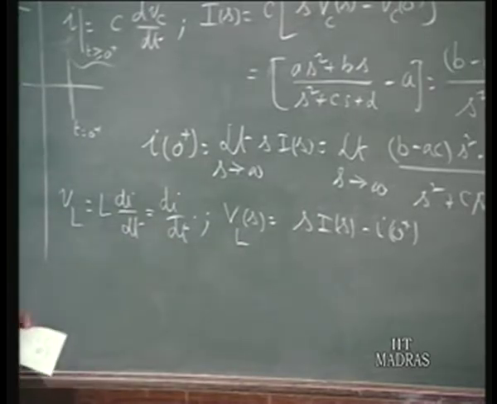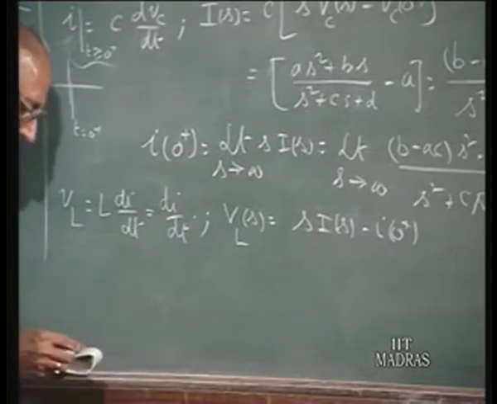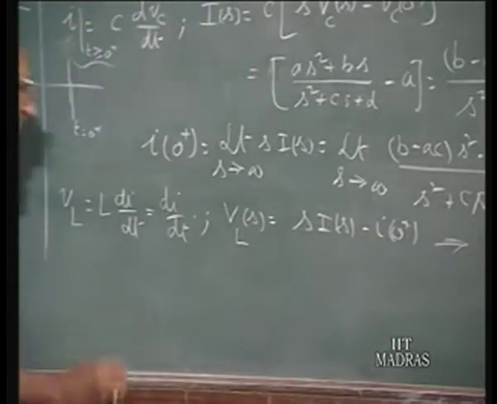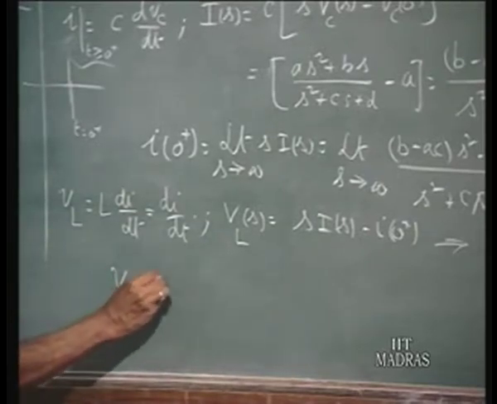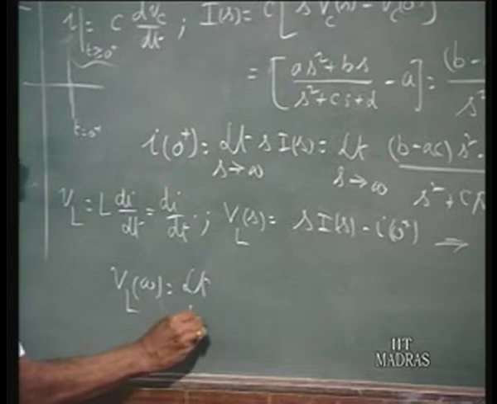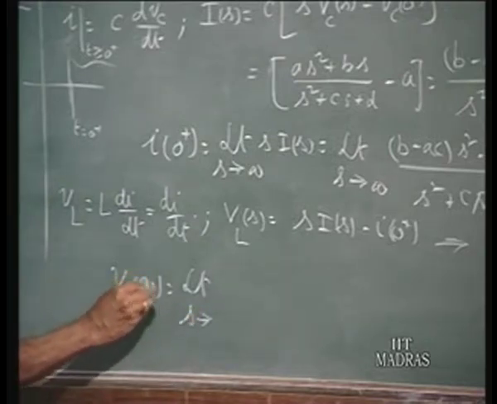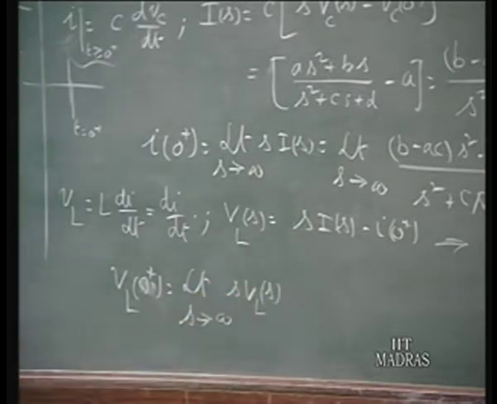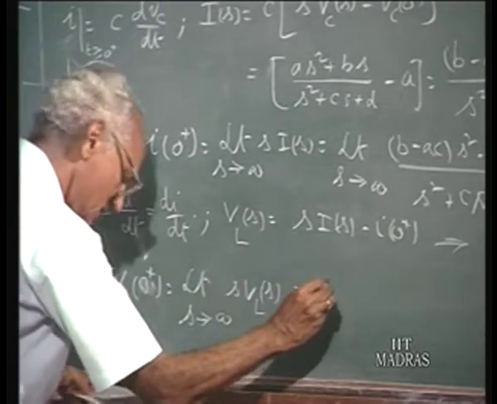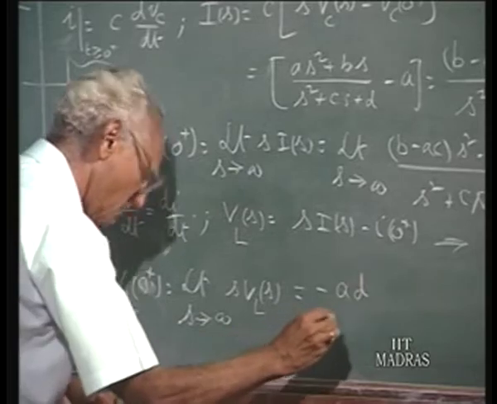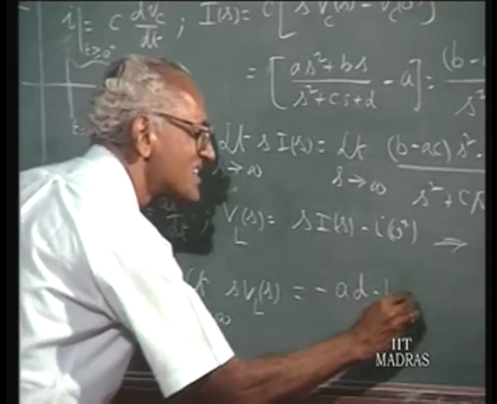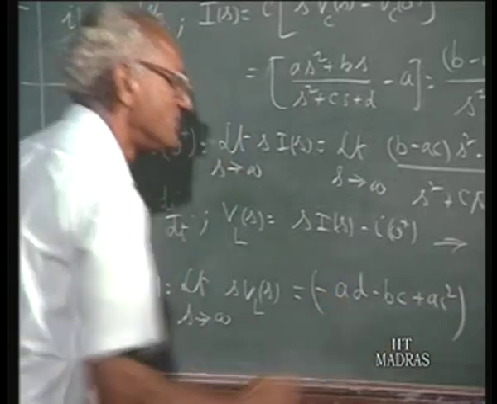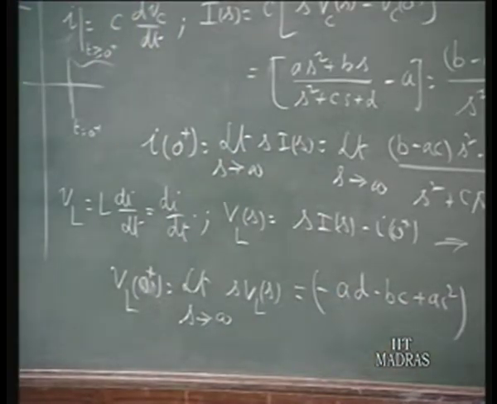If you do that, I will not go into the details of this. This will turn out to be some expression, and then VL of 0 plus, that is what we are interested in, is the limit as S goes to infinity of S times VL of S. So after carrying out this work and taking this limit, you will get the answer minus AD minus BC plus AC squared volts as the value of the voltage across the inductor.